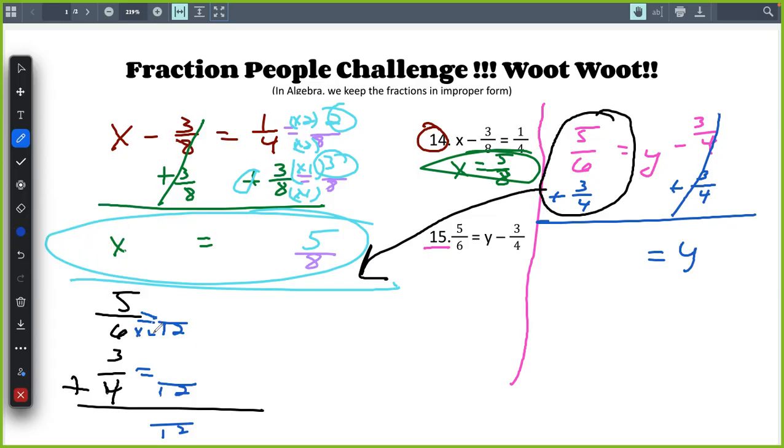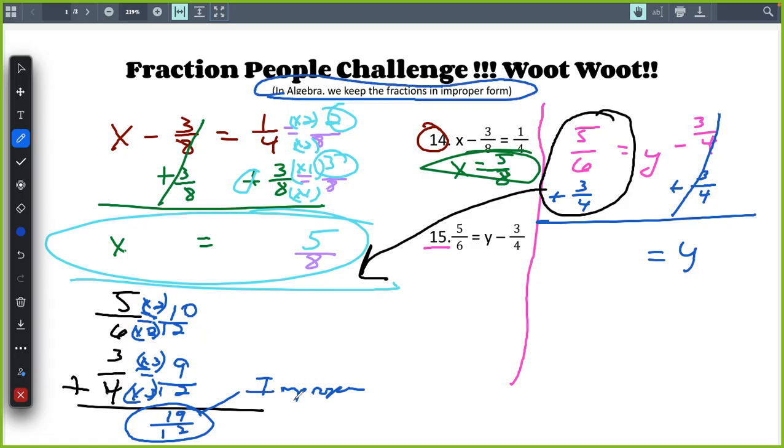And so I'm going to go ahead and raise to higher terms. 6 times 2 is 12. So whatever I do to the bottom, I got to do to the top. 5 times 2 is 10. Here, 4 times 3 is 12. Whatever I do to the bottom, I got to do to the top. And so 3 times 3 is 9. Then I'm going to go ahead and add it. And this is improper, right? Normally we'd have to simplify.